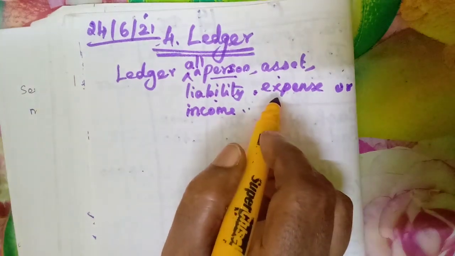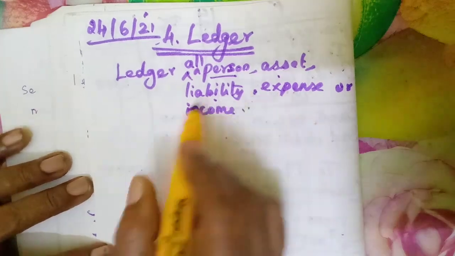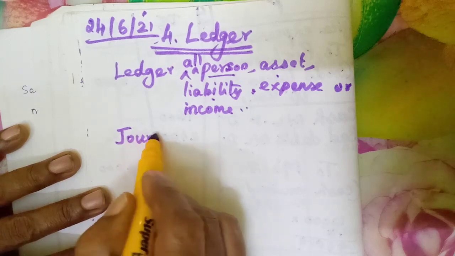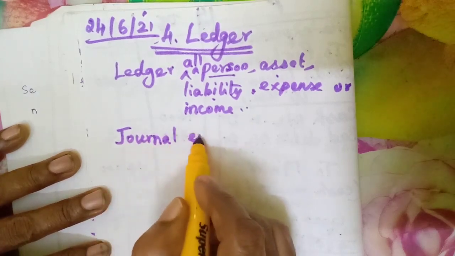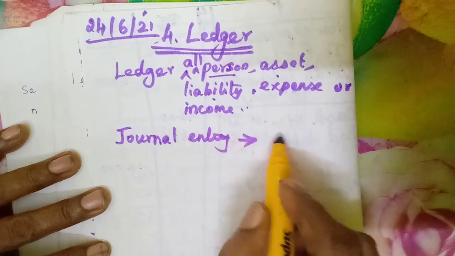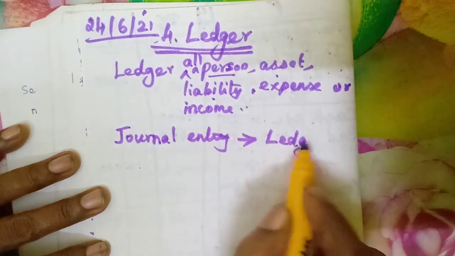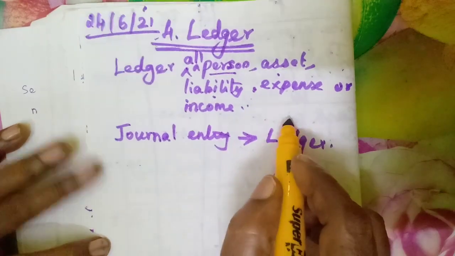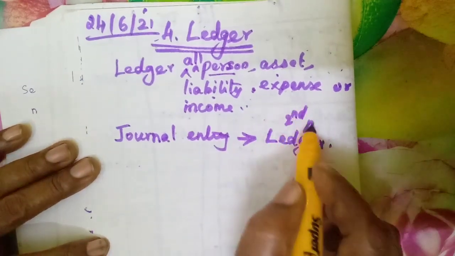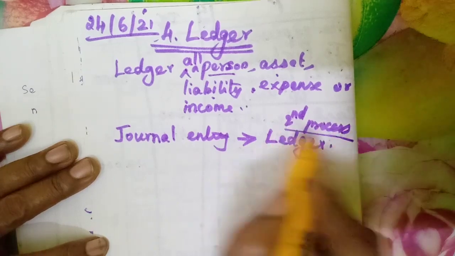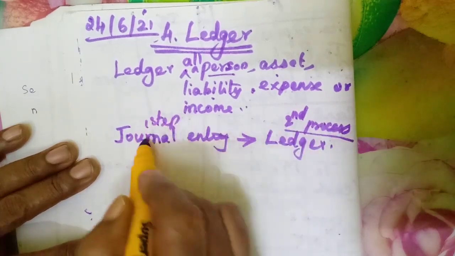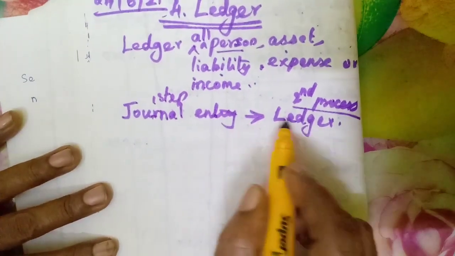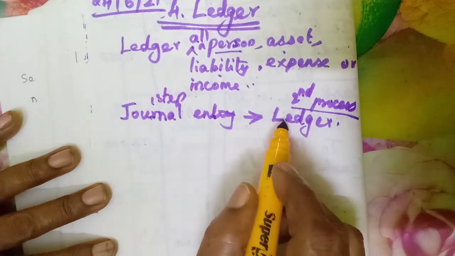First, the transactions are entered in the journal entry, isn't it? From the journal entry, it will be posted to the ledger. So we can say this is the second stage, the second process. In the process of accounting, the first step is preparing journal entries. The second step is posting this entry to the ledger account.